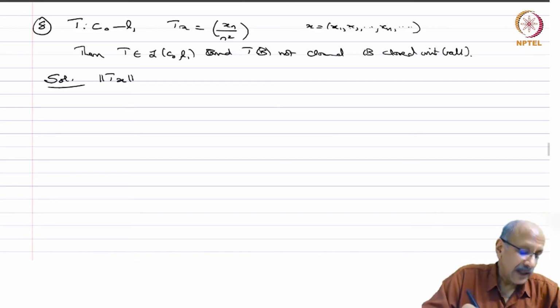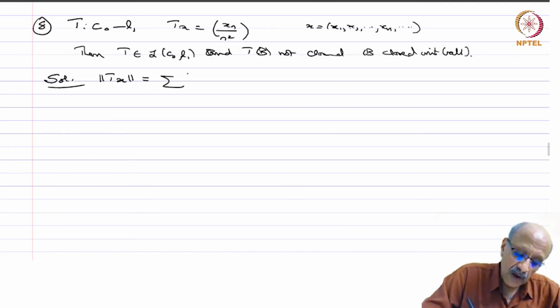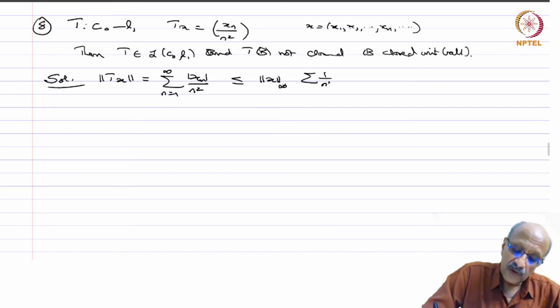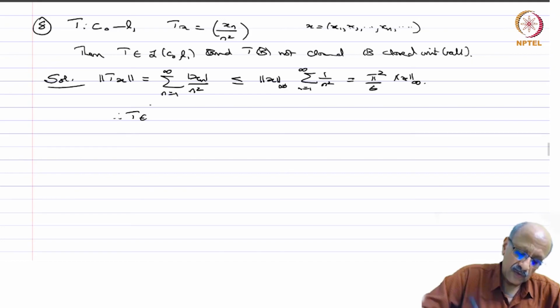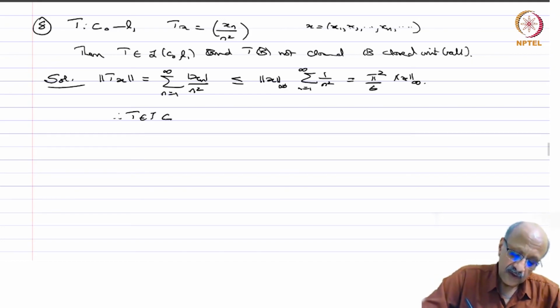So you are taking L1, so this is equal to what? Sigma mod xn by n square, n equals 1 to infinity, and that is less than or equal to the maximum of the xn's, that is norm x infinity, times sigma 1 by n square, n equals 1 to infinity. I am sure all of you know what this is. So this is pi squared by 6 times norm x infinity. Therefore T belongs to L of C0 into L1.